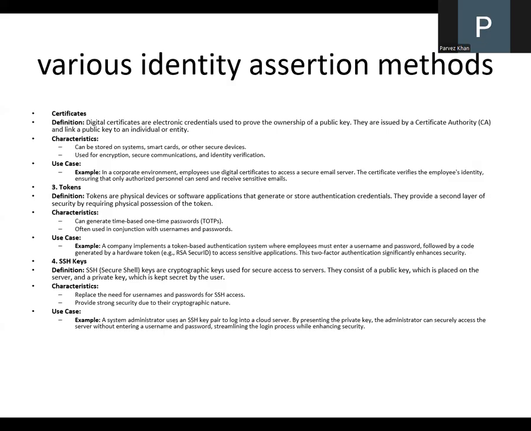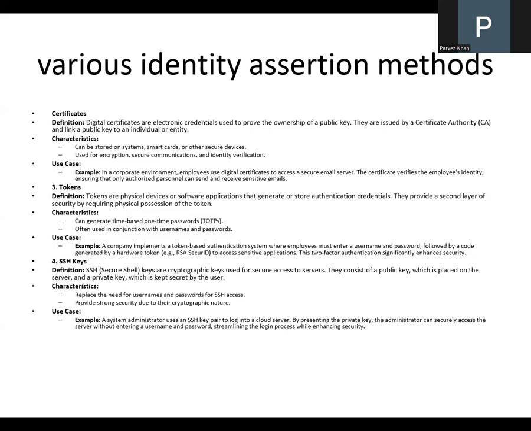Like I said before, there are tokens and SSH, and these are use cases where we can use them. For certificates, a smart card is used for encryption and secure communication. In a corporate environment, an employee uses a digital certificate to access the secure mail server. The certificate verifies the employee's identity, ensuring that only authorized persons can send and receive sensitive email. This is the use case of using a certificate.